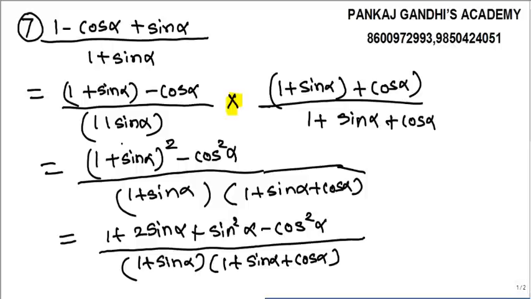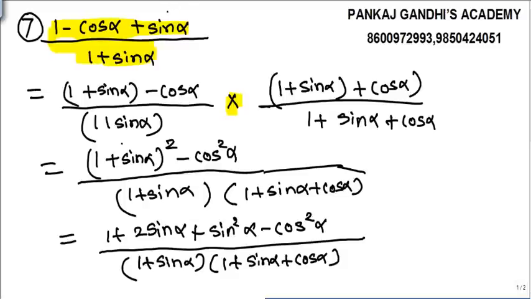Question number 7. We have to find out the value of (1 minus cos alpha plus sin alpha) upon (1 plus sin alpha). And it's given that 2 sin alpha upon (1 plus cos alpha plus sin alpha) is equal to y. Some values are given, so we have to find out the value of this.